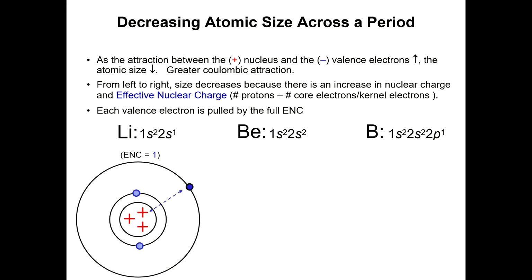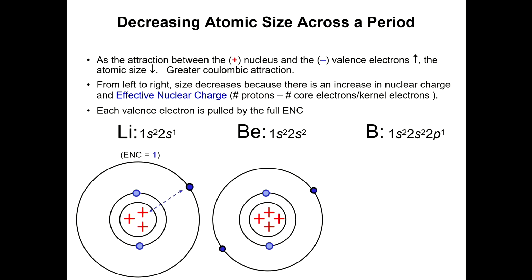Okay, in this case, how many protons? 4. Okay, and the inner is 1s2. The outside, the valence electrons, 2s2, right? So what is the ENC number? 2. Yes, 2. 4 minus 2, right?